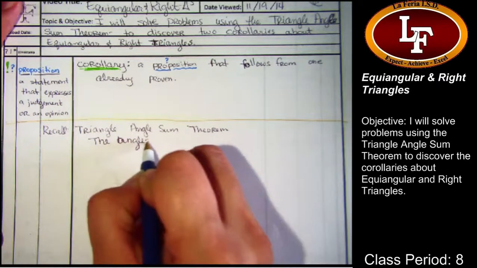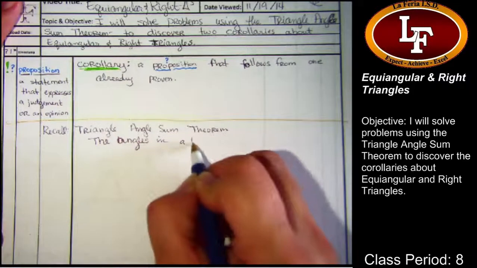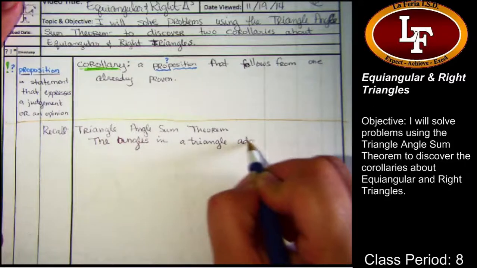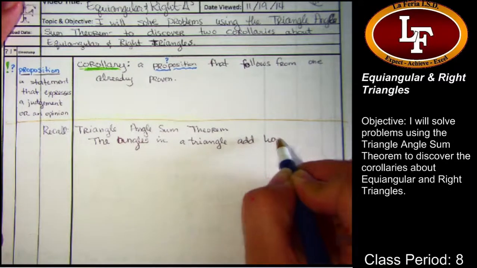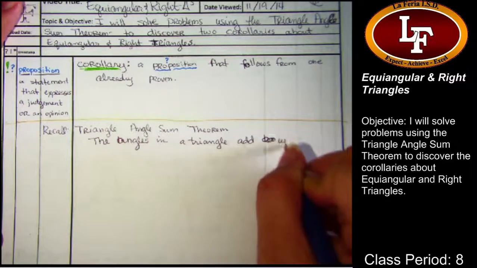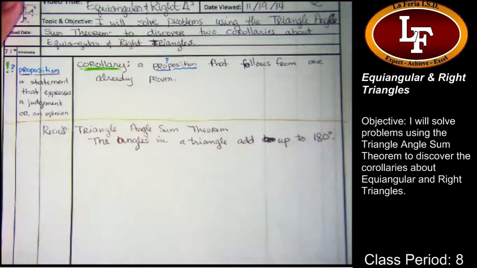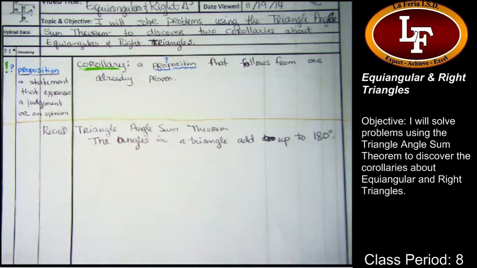The angles in a triangle add up to 180 degrees. That's it. That's all you really need to know about the triangle angle sum theorem.